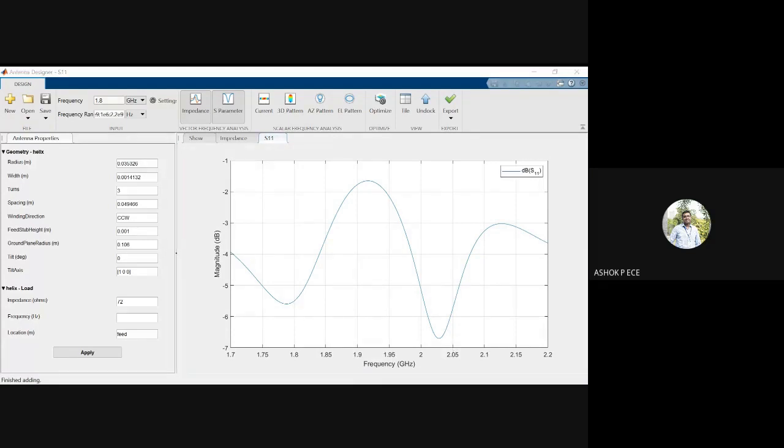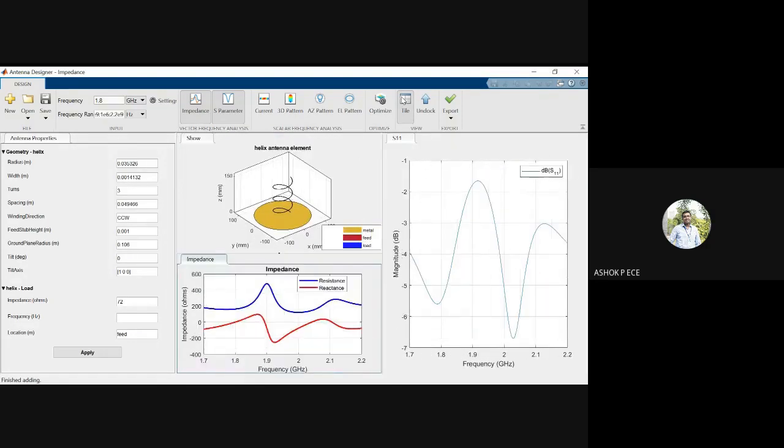Okay, so S11 we have seen, and you have an option called tile. You can see everything together. Instead of having separate windows, if you use the tile option, you can see all the plots in a single design in the single designer app.